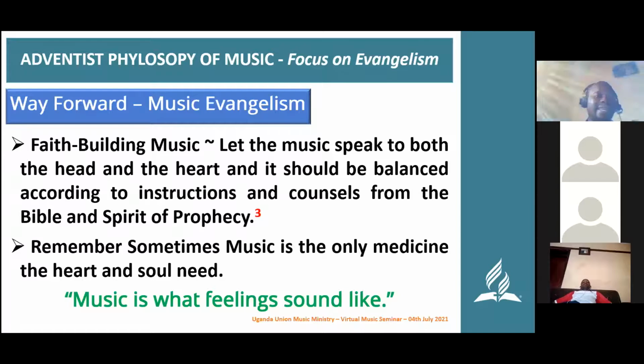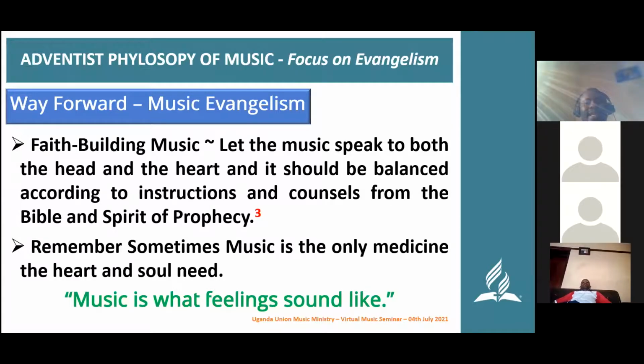Then remember, sometimes music is the only medicine the heart and the soul need. In times like this, we have Hymn 593, for example, in the SDA Church Hymnal. In times like this, give them the message. Give them the medicine to the heart and the soul, because it's tough times, yes, but we still have to go on. That's why one person said that music is what feelings sound like. If you do not have the right music for the right time, then you're losing out.